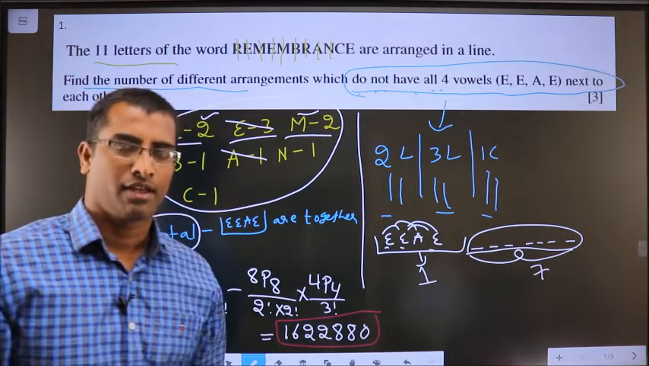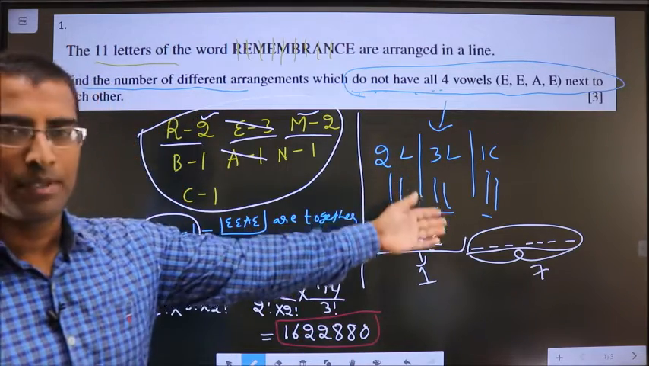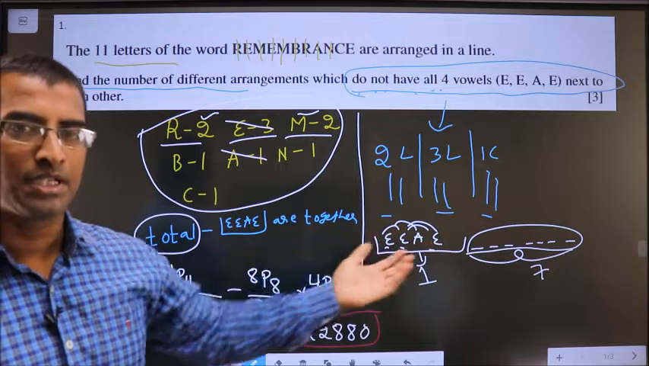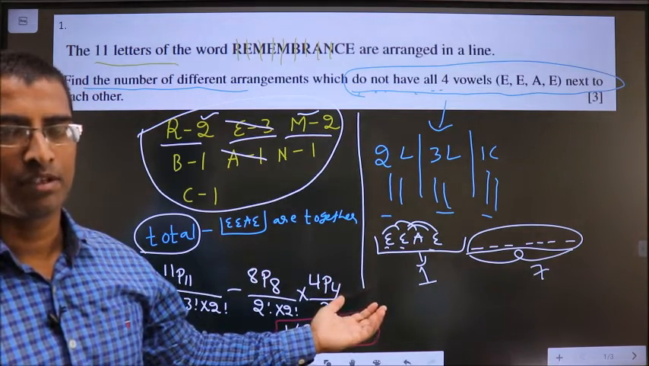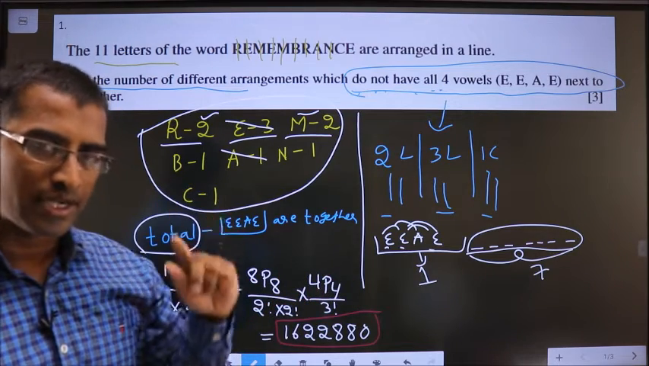Okay. Whenever I get multiple options, to decrease the options, what am I doing? From the total, I remove whenever they are together. This method should strike to you.